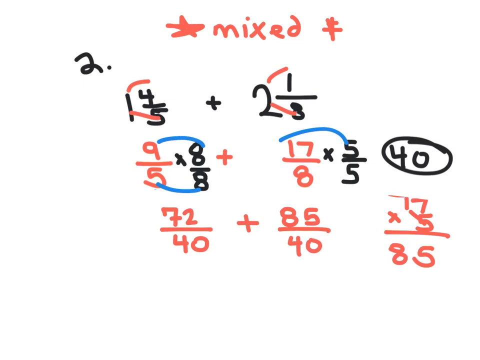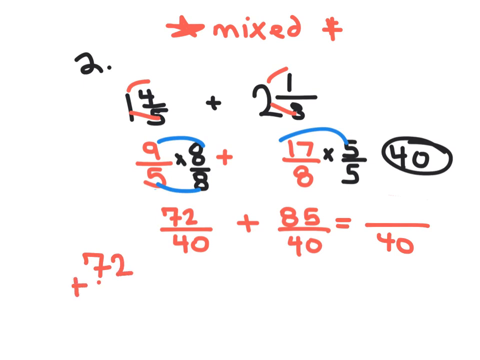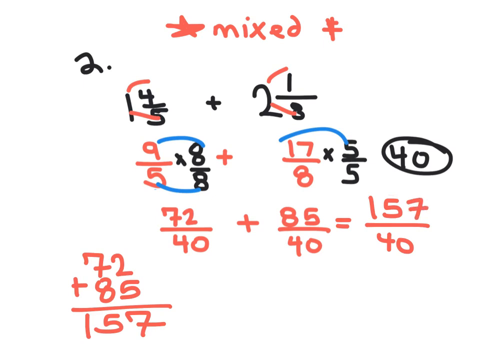Okay, now at this point, my denominators are the same. I've got a common denominator of 40, so I know that I can just add my numerators. So 72 plus 85. 5 plus 2 is 7. 8 plus 7 is 15. So I've got 157 over 40.